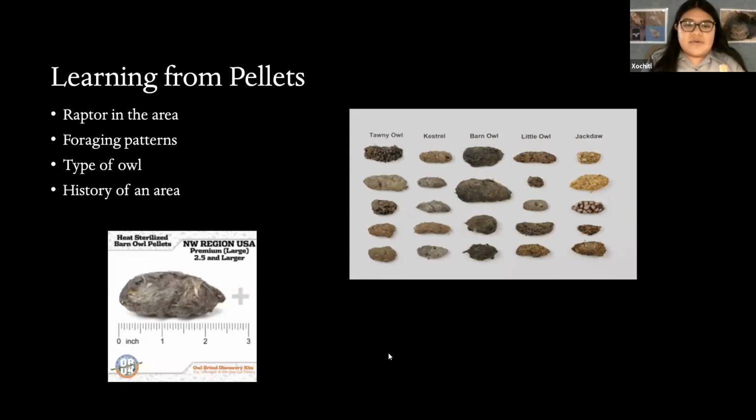So here's another example of how the sizing can matter in a pellet. From the videos I've seen and what I've learned about pellets, they will study them, and depending on the owl that they have either in their care or in their area, they'll measure it just to help identify what type of owl or raptor they have and how it's growing. In my research though, I also did find that you can actually learn a lot more besides what kind of raptor is in the area. It can actually help scientists and paleontologists study the history of an area.